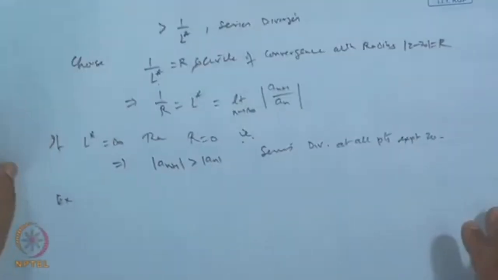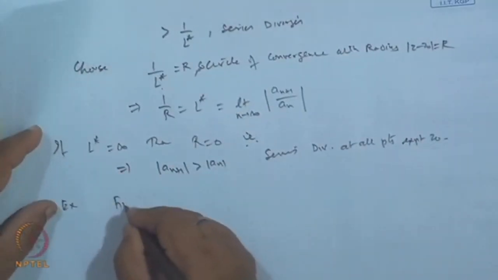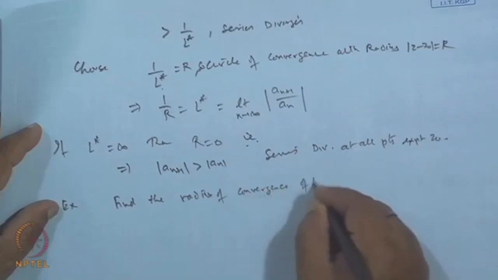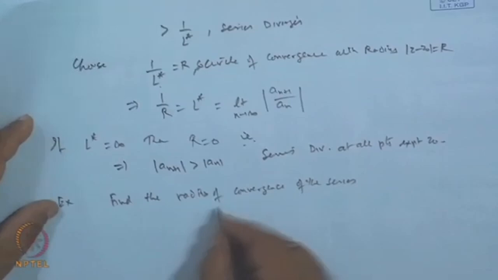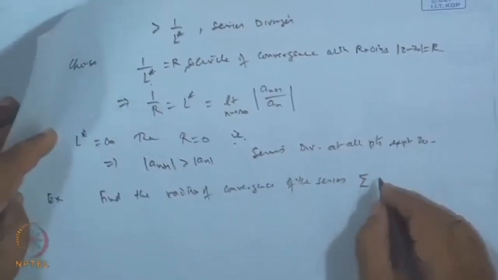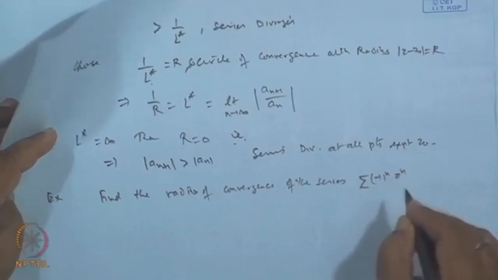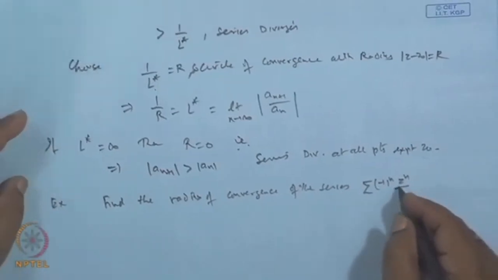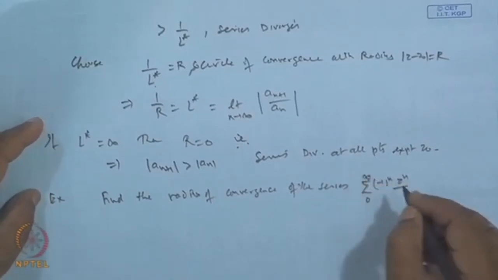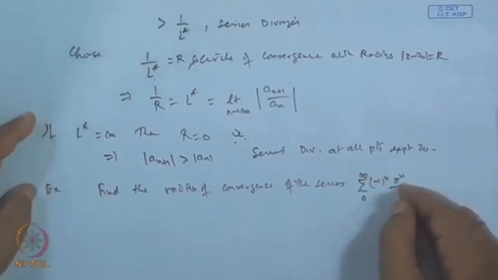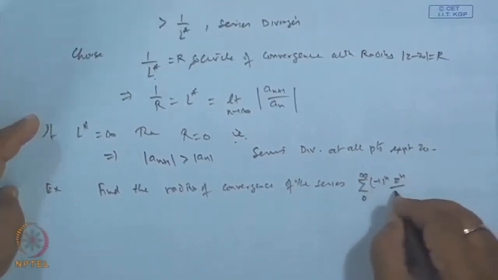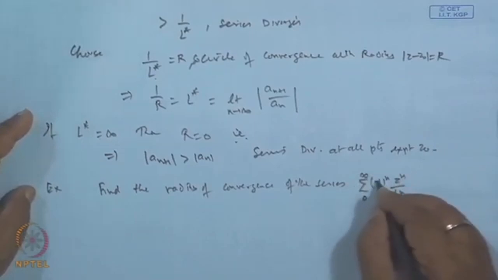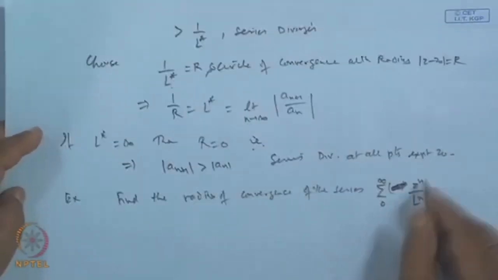Let's take it. Suppose I take this series, find the radius of convergence of this series: sigma, n from 0 to infinity, of minus 1 to the power n, z to the power n over factorial n. Okay, let us take this only. Suppose I take this series.